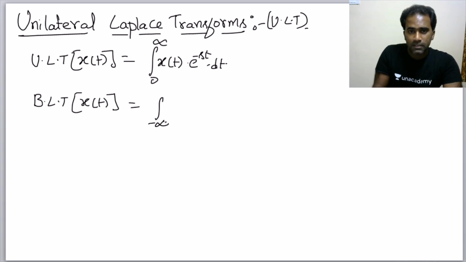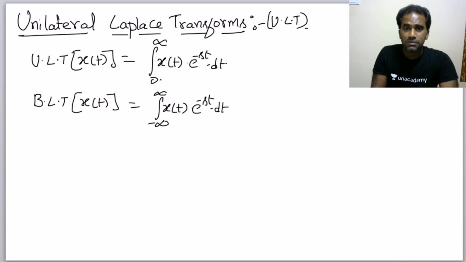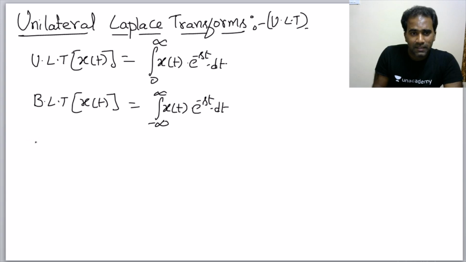So the bilateral Laplace transform formula is the same formula, but the limits are from minus infinity to plus infinity. So you are evaluating this function for all time, from minus infinity to plus infinity, in the bilateral Laplace transform, whereas in the unilateral Laplace transform, you are evaluating it only for positive time. If you observe the relation between them, we can establish a relation easily.